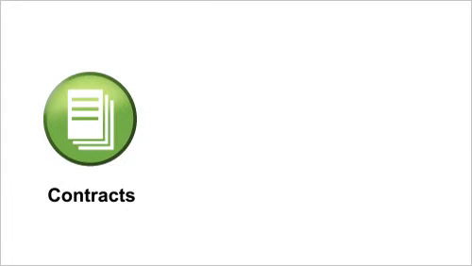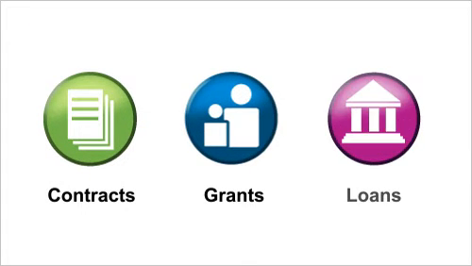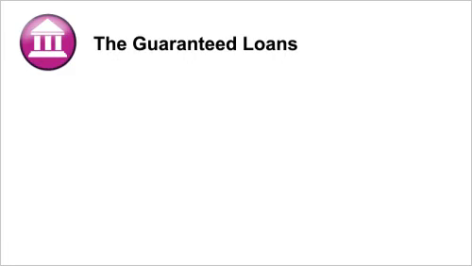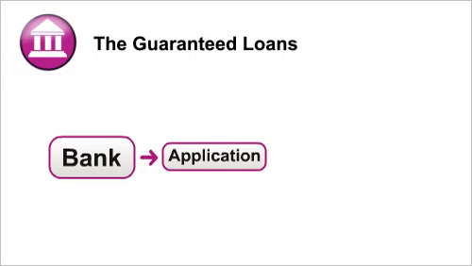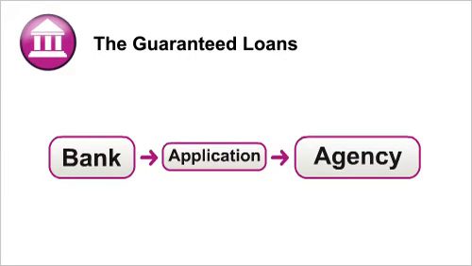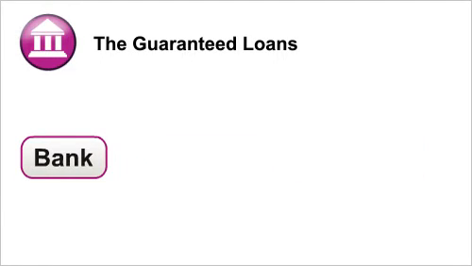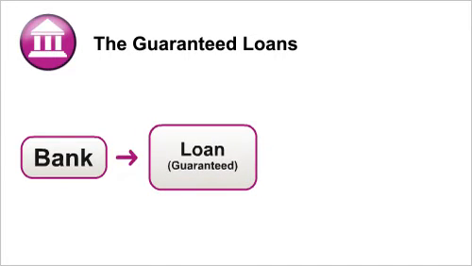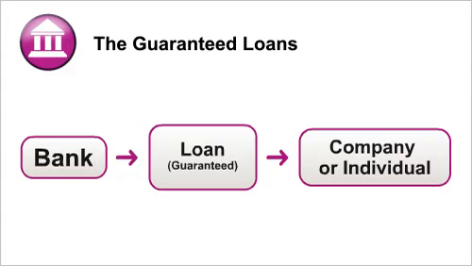In addition to contracts and grants, recovery loans are distributed to recipients. There are two types of loans. The guaranteed loan. Banks apply to the appropriate federal agency for these loans, which are managed directly by the bank. Applying for a loan is the same for a recipient as for any other loan applicant. In the case of a guaranteed loan, if the borrower defaults, the federal government repays the bank.